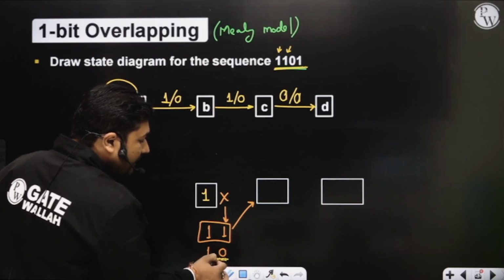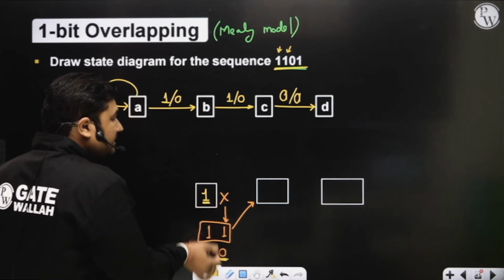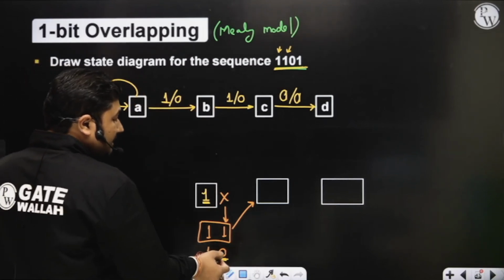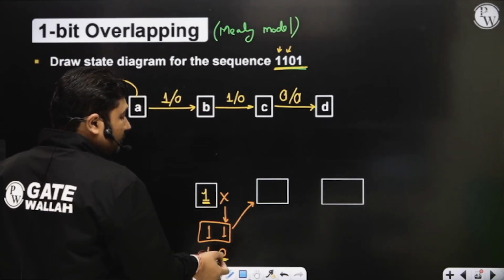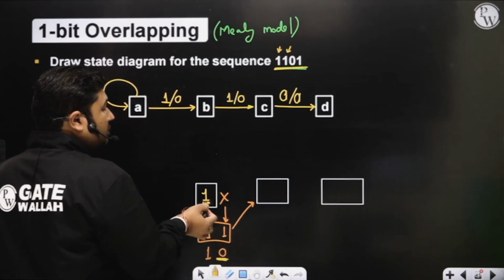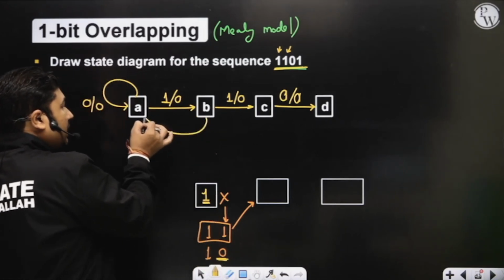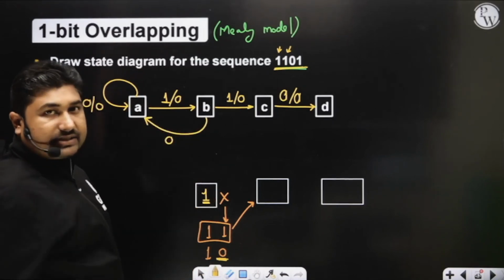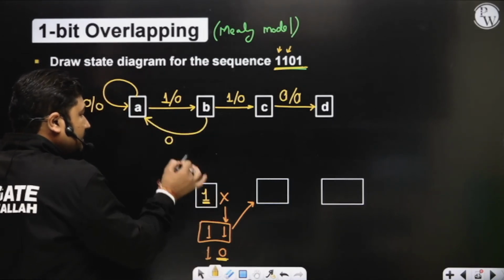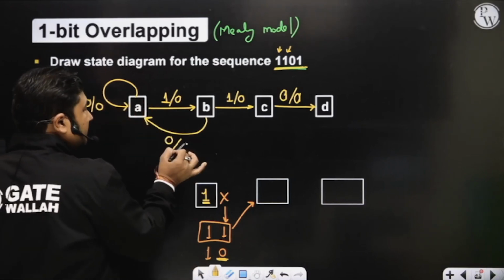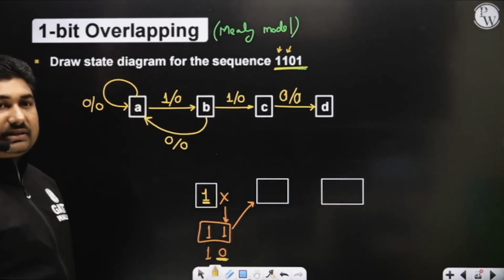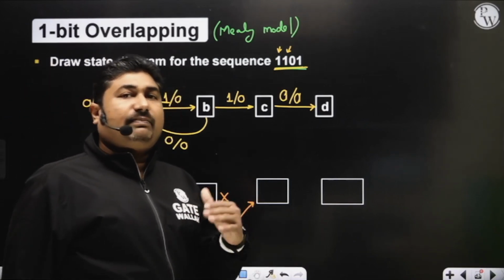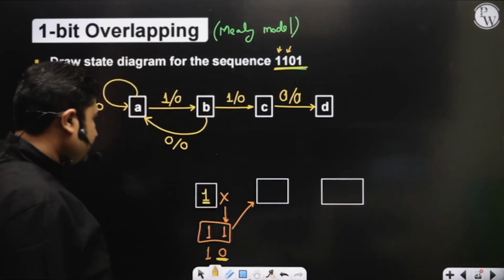Now we need to compare the last bit with the 1-bit state. If they are the same, it will remain in the same state. But if x is equal to 0, then the last bit is not equal to the 1-bit state, so it will return to the reset state. If the present input is 0, it returns to the reset state with output 0 because the pattern is not yet detected. Output will become logic 1 only when the pattern is detected.